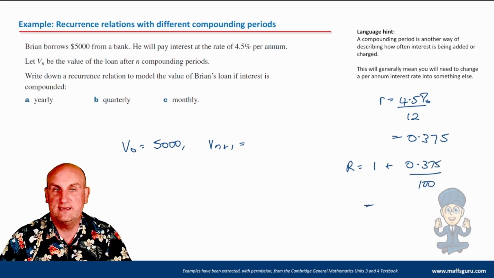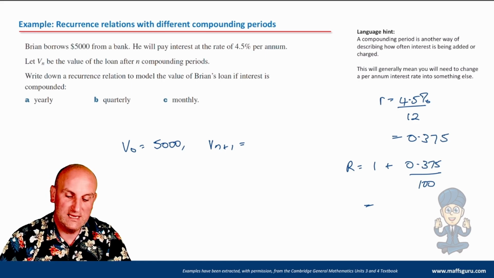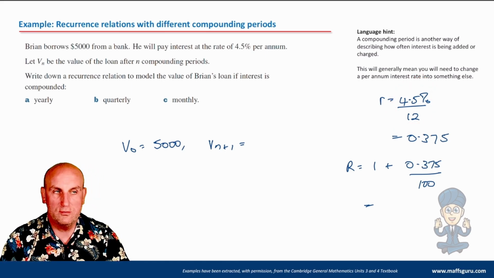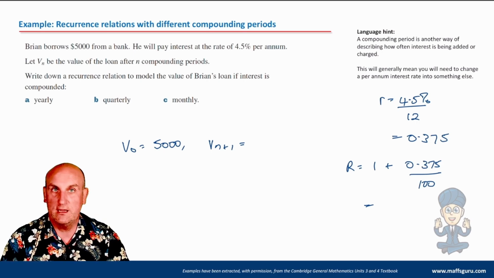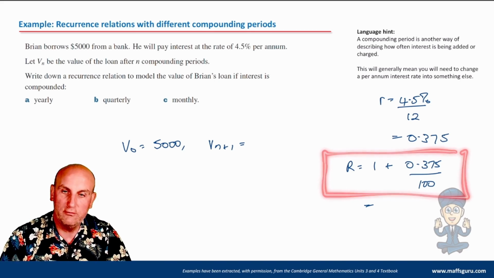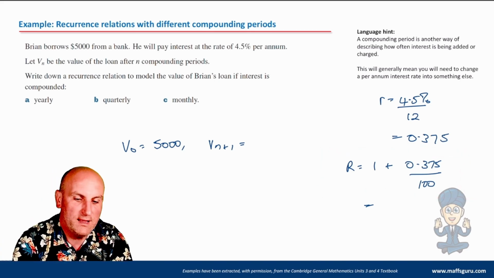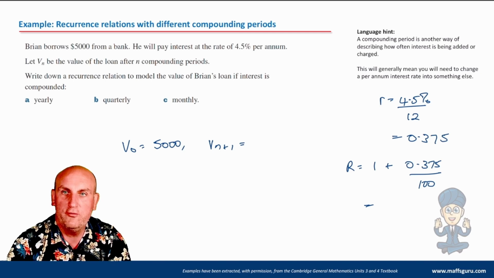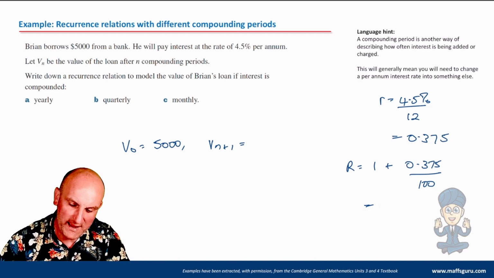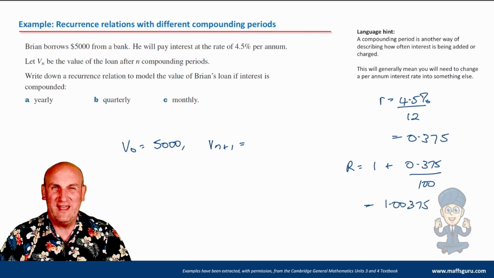I like to keep things the same, all right? The only thing I'm changing here is basically I'm changing my nominal to a monthly or quarterly or yearly interest rate. So it just makes sense to me to keep this formula as 1 plus r on 100. So again, if I do 1 plus 0.375 divided by 100, hit enter, gives me 1.00375.